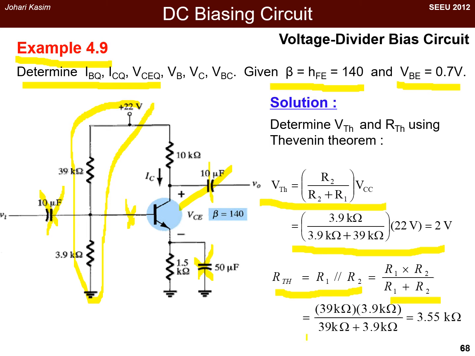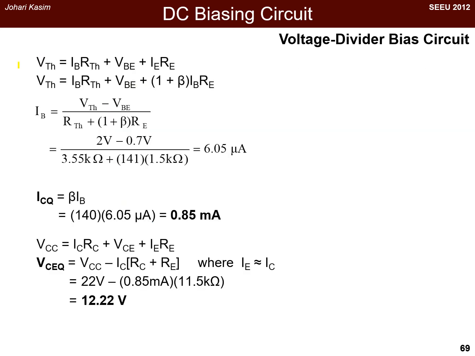So after you put the value, you can get Thevenin resistance equal to 3.55 kilo ohm. From the BE loop, you can get VTH equal to IB RTH plus VBE plus IE RE. Then you replace the current IE equal to (1 plus beta) IB. Then you get IB equal to (VTH minus VBE) divided by (RTH plus (1 plus beta) RE). So after you put the value, you can get IB equal to 6.05 microampere.